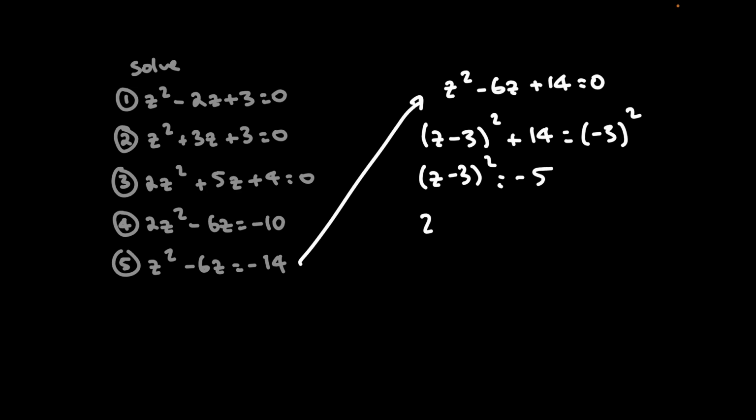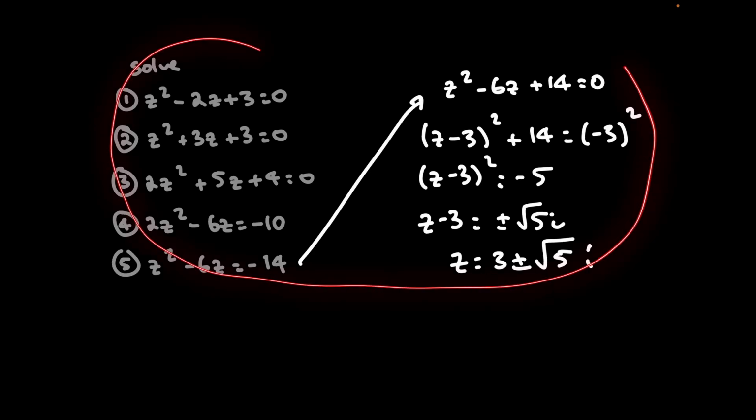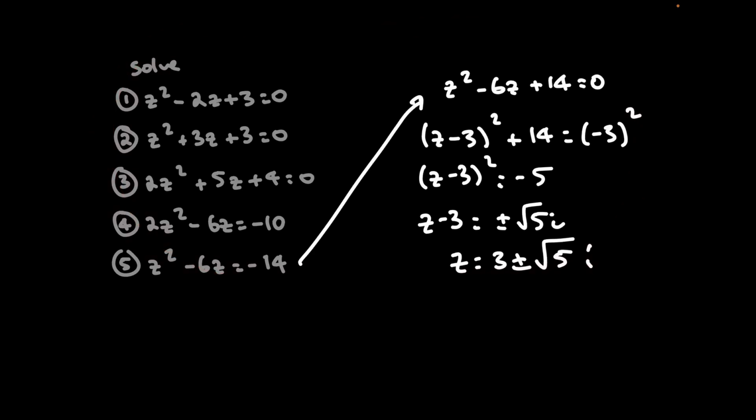So now we can square root. z take 3 is equal to plus or minus the square root of 5. But of course, we have to add the i because we're square rooting a negative number. So that means z equals 3 plus or minus the square root of 5i. And this is how you use completing the square to solve a quadratic equation.